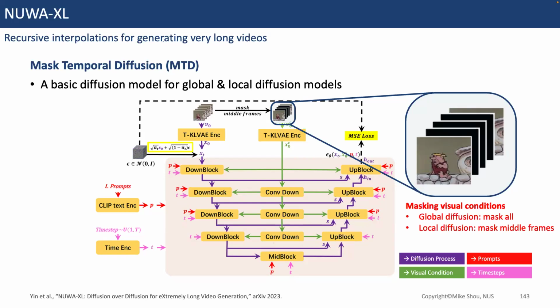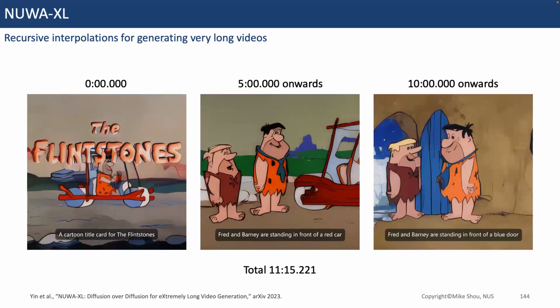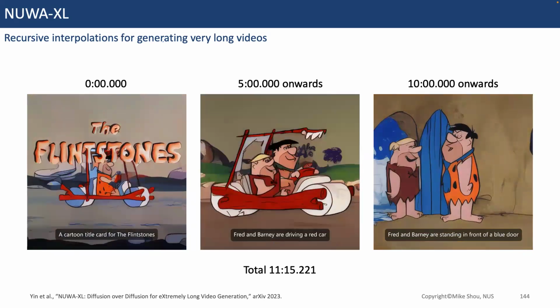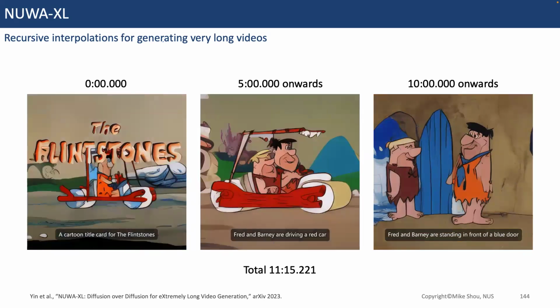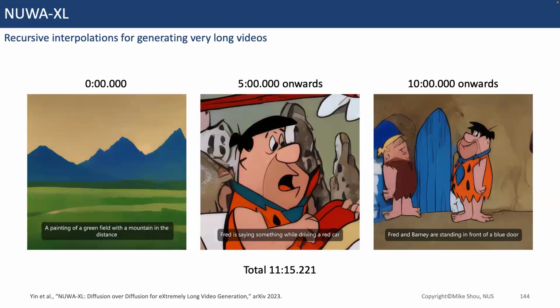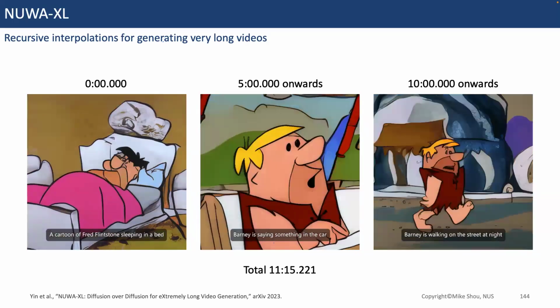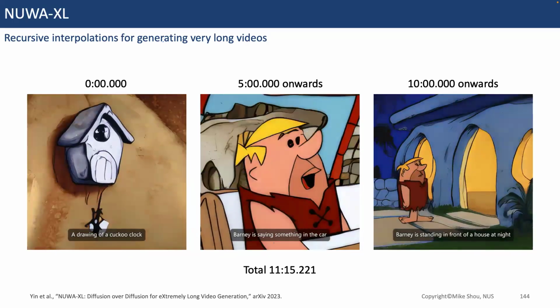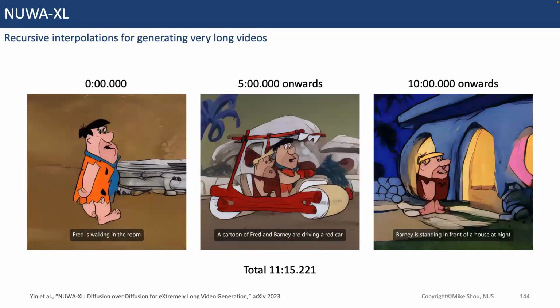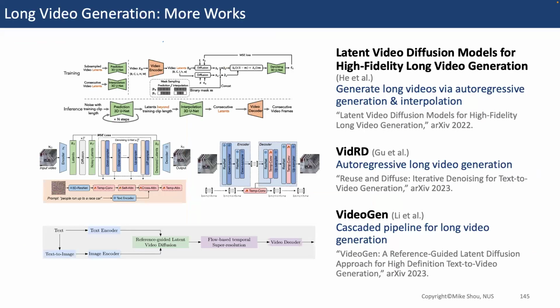And for a local diffusion model, this model actually handles the interpolation task. So they provide the first and the last frame of the sequence and mask the frames in between. And here are some examples generated by these models. Starting from the very beginning, you can see the progression through 5 million and then onwards to 10 million videos. And this demonstrates the model's capability to generate long video effectively. And there are also other works in the field of long video generation.